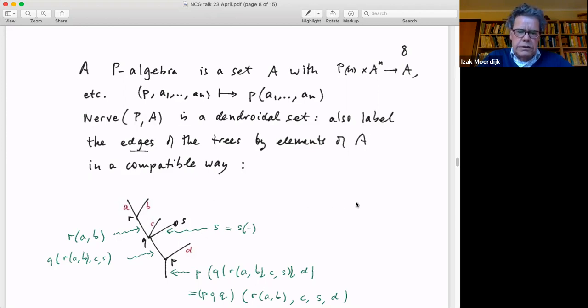And if you do this, you can see that this is again nicely functorial, precisely because of the equations. For example, here I wrote something. So this is P of Q of something, but it's also P circle 1 Q of something else. And you have to use that to show that it's nicely functorial.